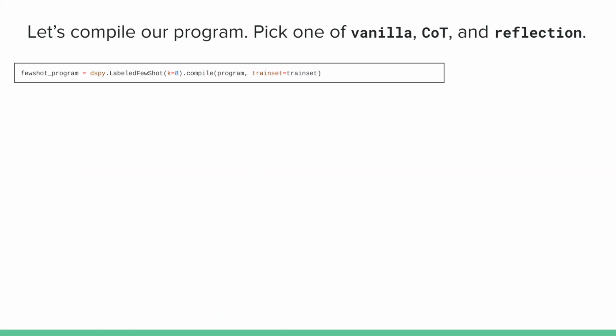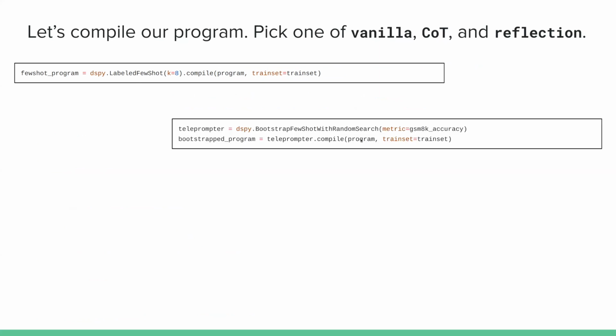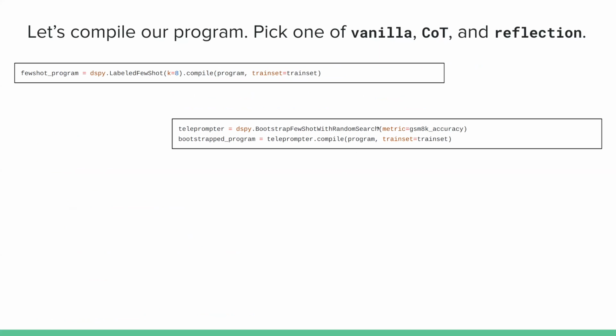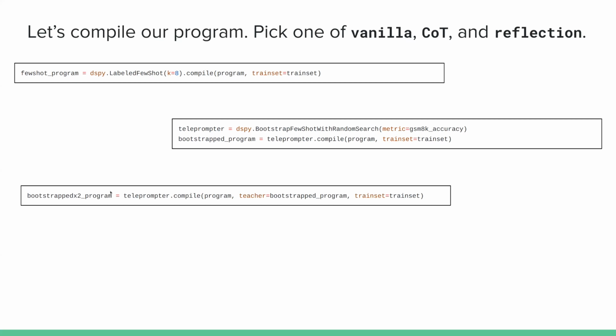So there's a lot of other teleprompters. If you have labels that you'd like to use, you could use a labeled few shot teleprompter. You can bring your own labels if you have them. Not generally the way we like to do things, but you could. You could ask the model to bootstrap or self-create, and potentially iteratively improve, few shot examples with random search. You could do it also with fancier search algorithms. We have support for Optuna. You could also nest these things. So you could bootstrap based on the bootstrap program.